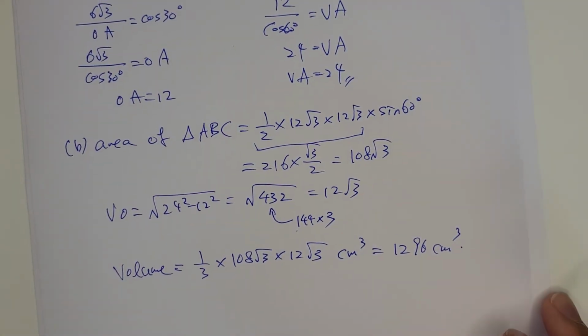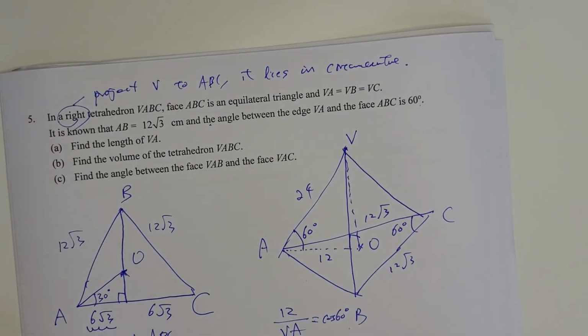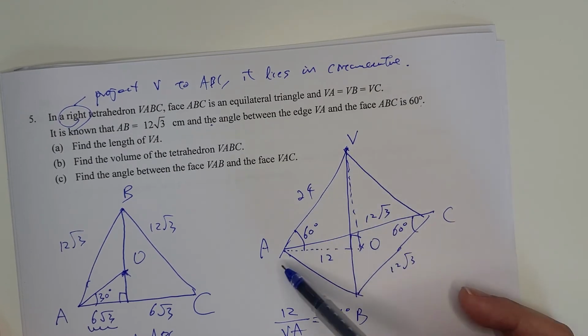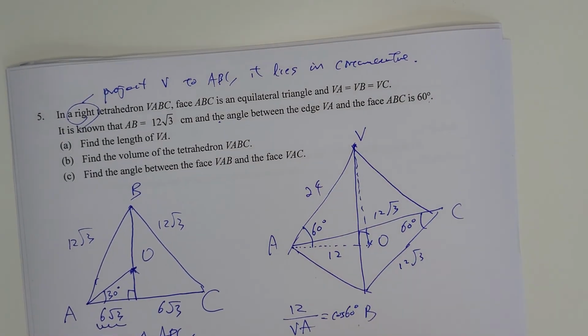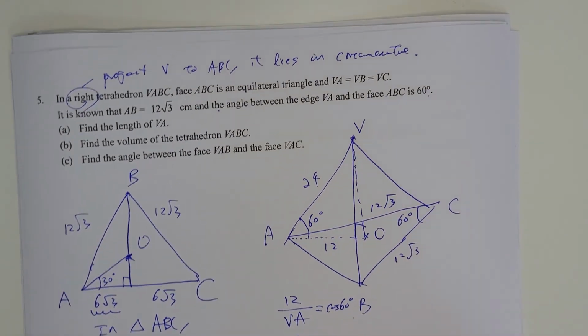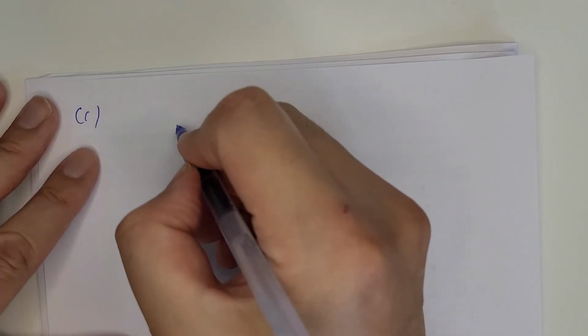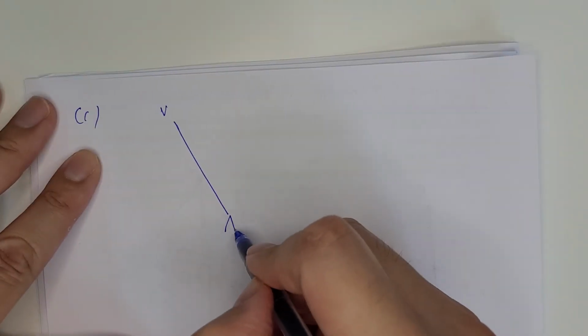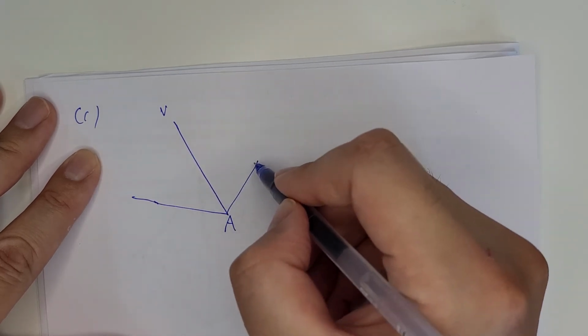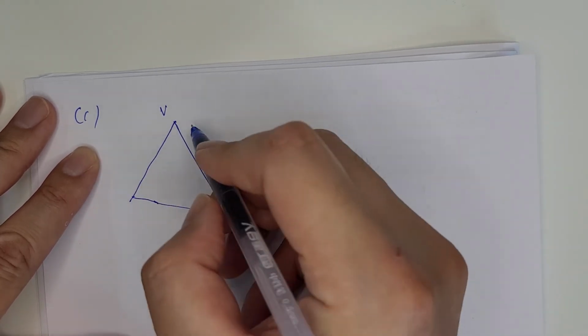And go to part C. We need to find the angle between the face VAB and the face VAC. So let me draw another graph, because A is here and we cannot see the angle very clearly. Now for part C, I assume V is at the top, and A is here. Something like that.